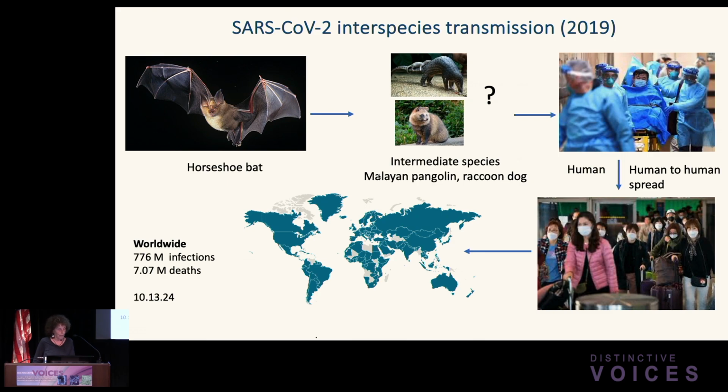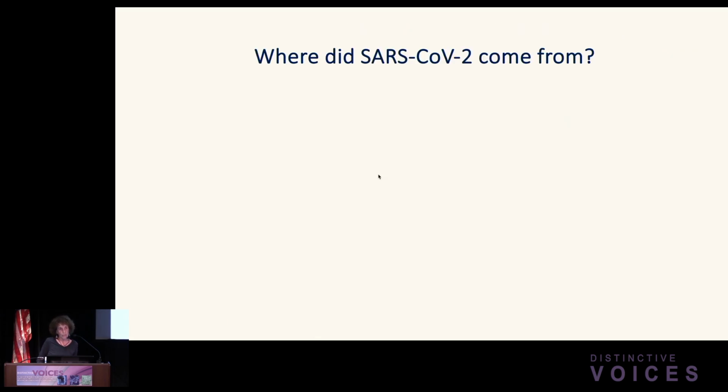Just to quote the numbers, there have been 7 million deaths from 700 million infections worldwide as of this year. And in the US alone, 103 million infections and 1.2 million deaths. So really, we all lived through this. We all know how horrible it was or is. So one of the big questions was, where did SARS-CoV-2 come from? And we don't really know the exact answer yet, but we know some things.